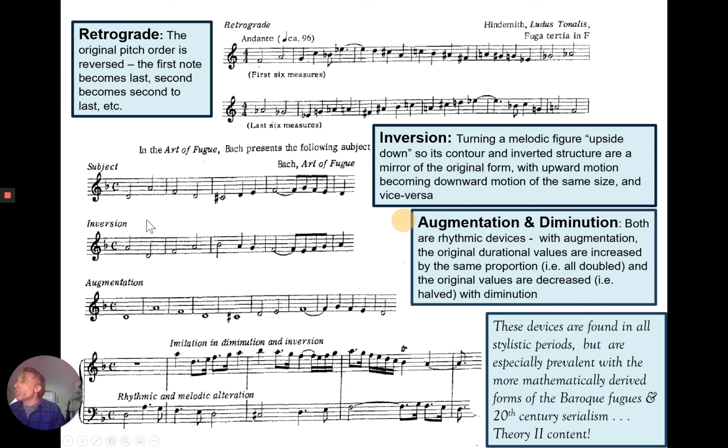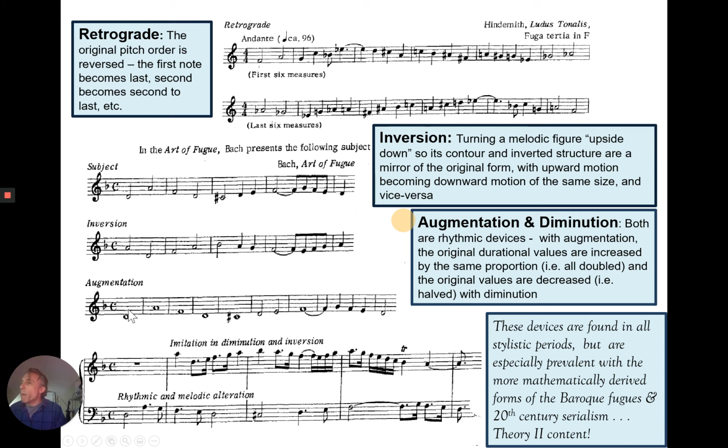So this is inversion. We just take the intervals and we put them upside down. So up a fifth, down a fifth, excuse me, up a minor third, up a major third, up a minor second. And here we're going up a fifth. So in the original it's up a fifth, down a third, down a third, down a half step. So it's in sort of a mirror.